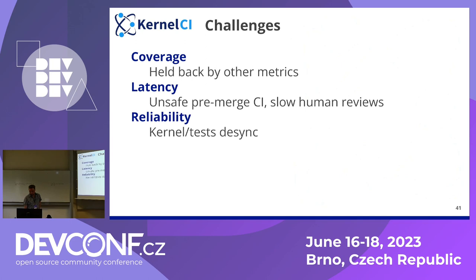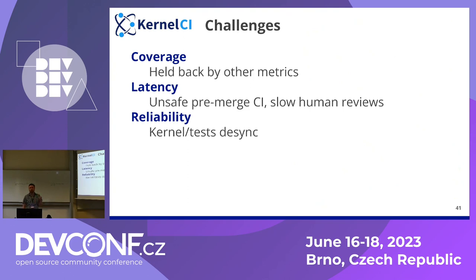So the main problem with reliability, I think, is the fact that tests constantly desync from the kernel state, and that's also a problem because the latency is too high. So by the time the test result arrives, the code with the bug is already in the kernel, and it's getting stuck there until we fix it. And then as a result, we get more failures with other CI systems, and that's a big problem as well.